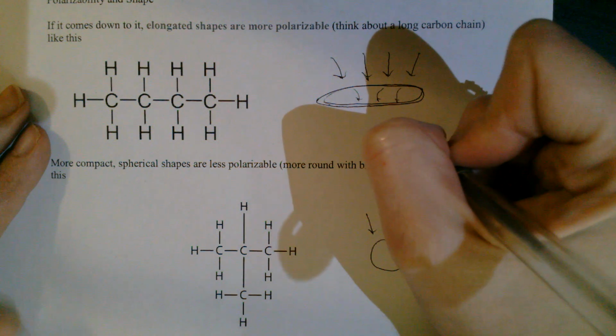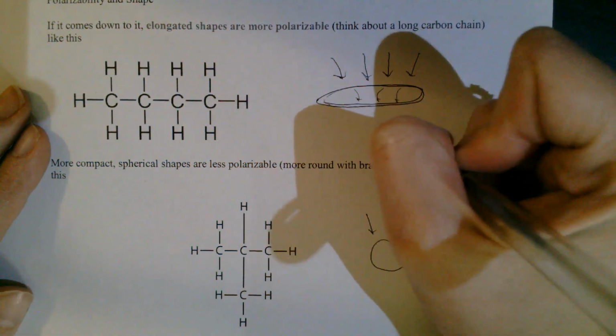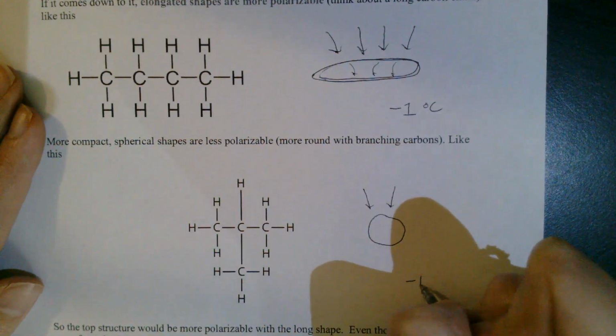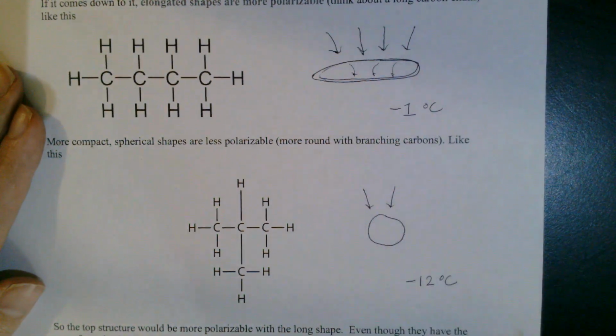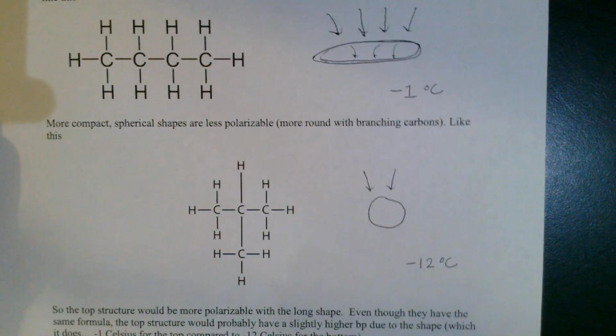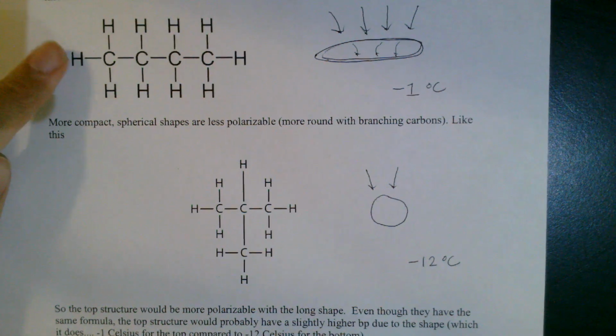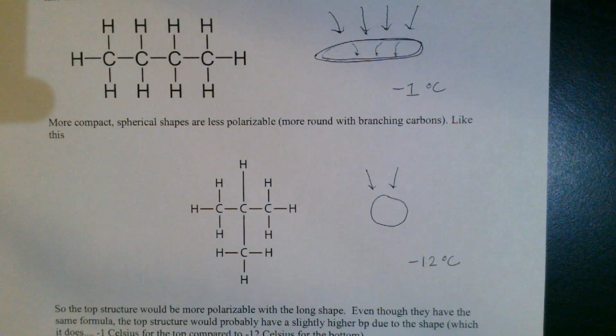So this one, like I said, boiled at a balmy -1 degree Celsius, but this one down here, not as polarizable, is going to have a much lower boiling point at -12. Okay, so this one is by far the most subtle. So again, if it comes down to it and you have to consider shape, always choose a shape more like this. But your two larger factors are going to come down to the strength of the interaction and then the number of electrons.